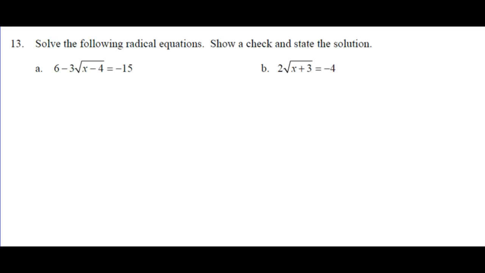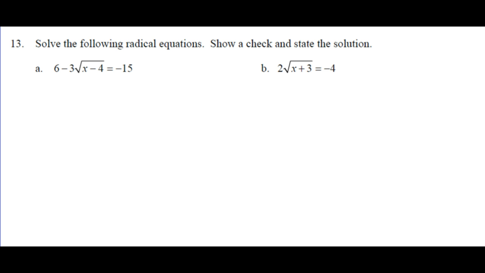Okay. Now you might not have to show a check. This one should show a check. So on the test it may say verify, right? Solve and verify. So that's what we're doing here. Solve and verify. 6 minus 3 root x minus 4 equals negative 15. Okay. So first off, that is possible.